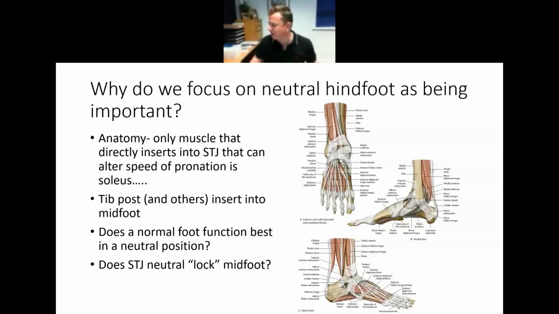I don't know if you can see my mouse, but here's tibialis posterior coming in. You've got tibialis anterior coming into the midfoot as well, all your peronei. The midfoot is where the vast majority of the muscles that give us stability for our foot, which are the long muscles, insert. There's obviously our long flexors and extensors as well, but they all cross the midfoot.